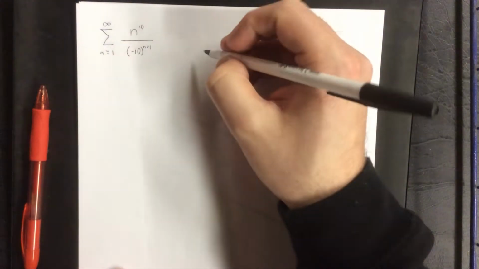Here we have the sum from n equals 1 to infinity of n raised to the 10th power over negative 10 raised to the n plus 1 power. N plus first? Words are hard. English is hard, man.